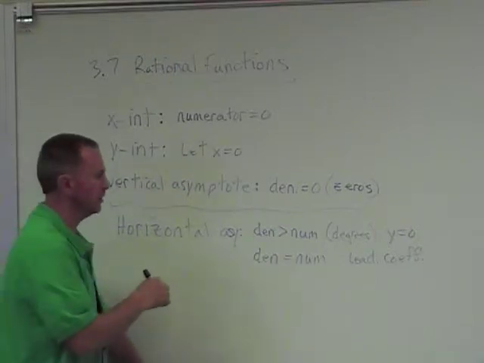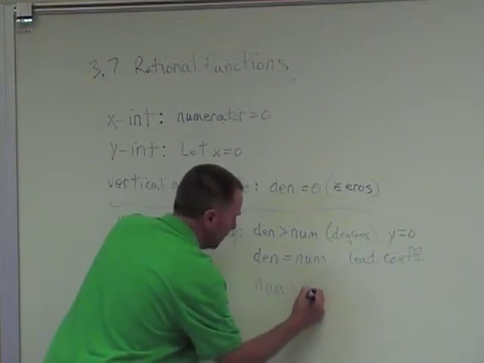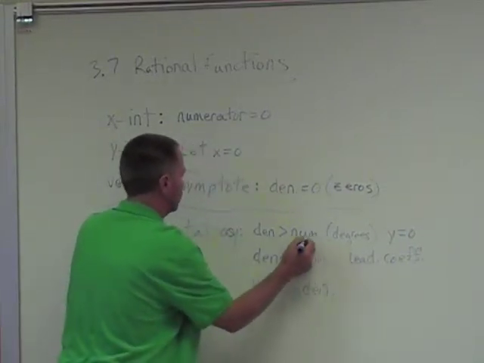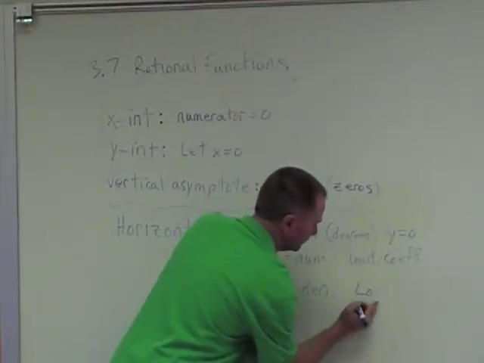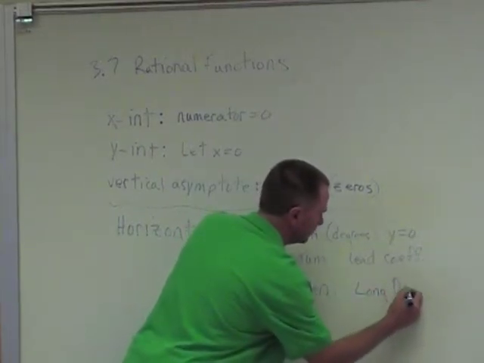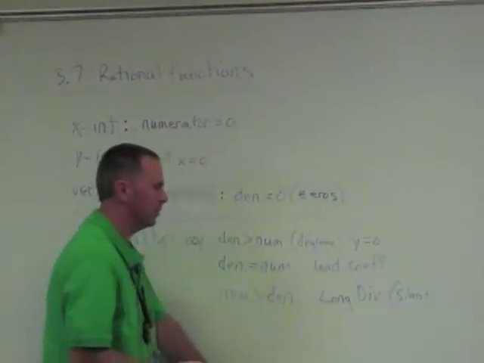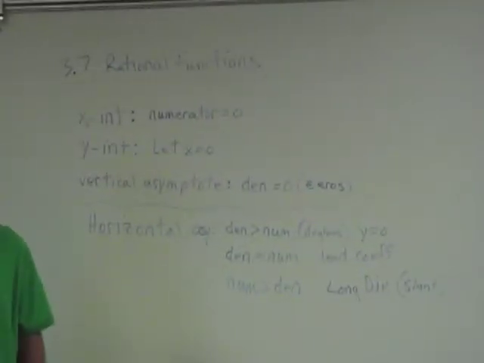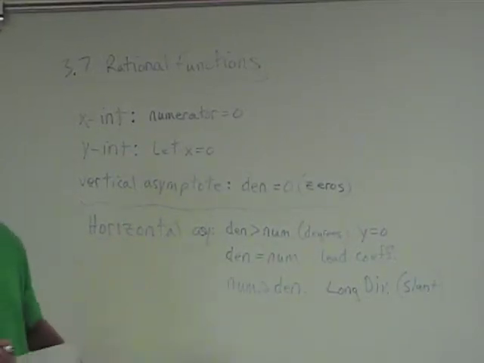We're going to do an example that shows all this. And then if your numerator degree is greater than your denominator degree, then you have to do long division. And we call this a slant asymptote. It's no longer horizontal. We'll do an example of each of these, okay? You have to memorize this, because you're not going to have this for your quiz or your test.